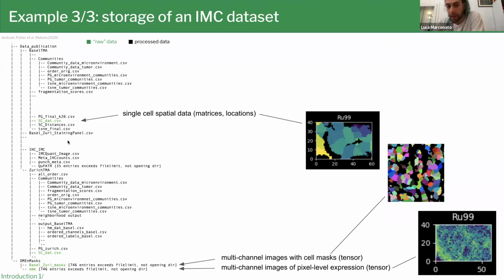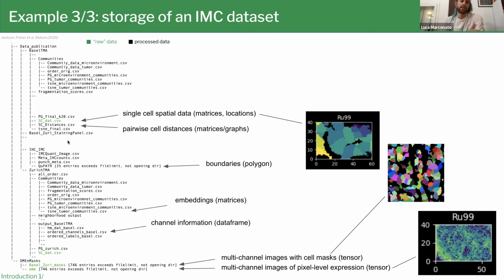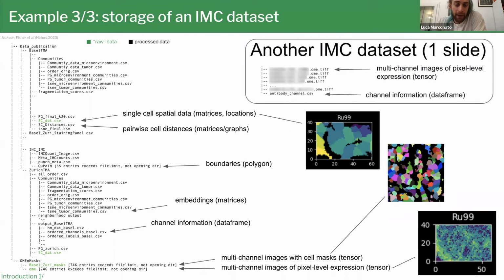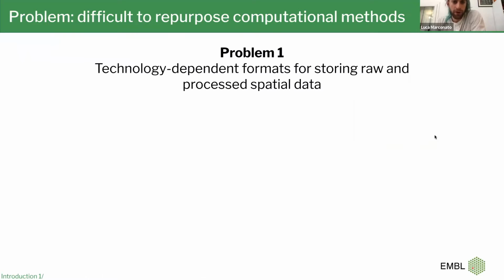And again, then there is a lot of processed data like squares, cell distances representing graphs, boundaries of polygons, embeddings, channel information, and so on. So this was the last example of an IMC. And a warning: if you have another IMC dataset, it doesn't mean that it will look like this. There is another IMC dataset that I work with, and the representation was different.